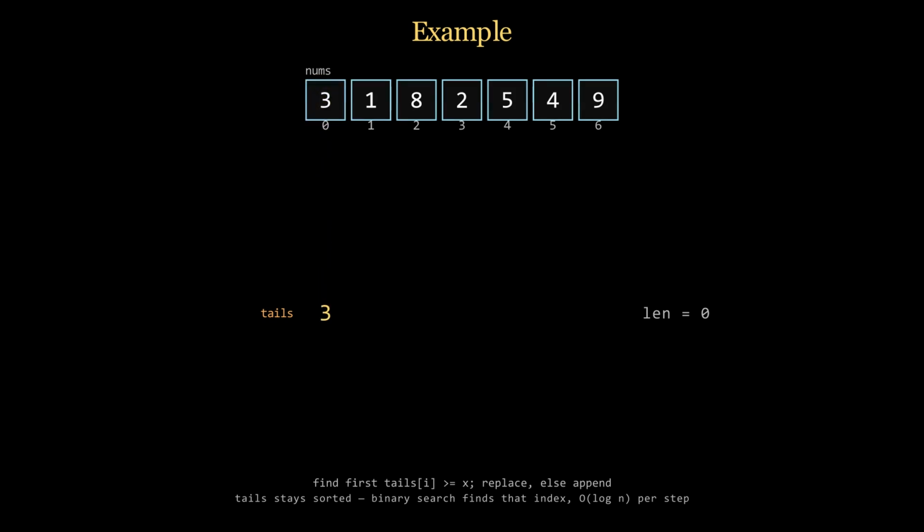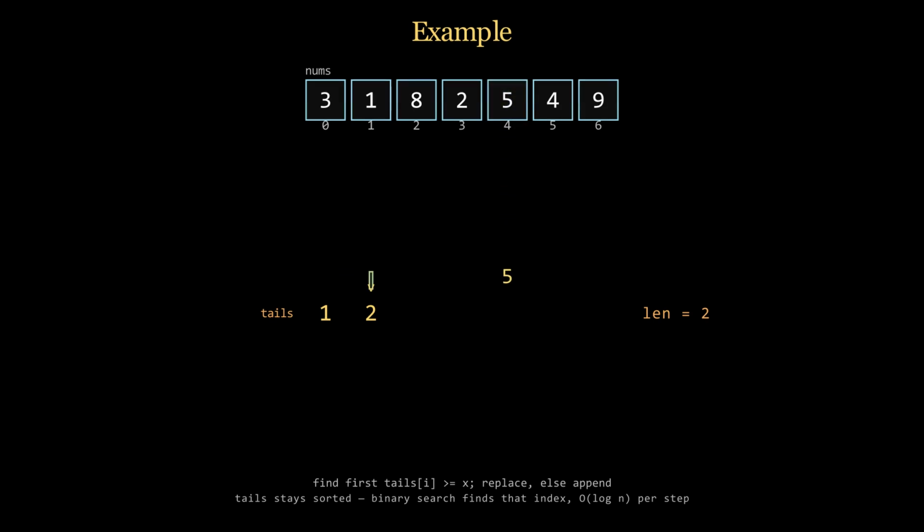Index 0, value 3, tails is empty, so we append. Length is now 1. Index 1, value 1, it replaces the first tail. Tails is now just 1. Index 2, value 8, bigger than every tail, so we append. Length is now 2. Index 3, value 2, first tail at least 2 is 8 at index 1. Replace it, tails becomes 1, 2.